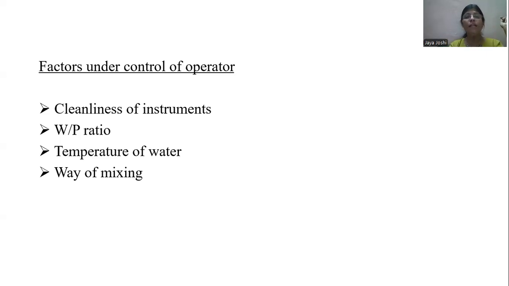Now, the second factor under control of the operator is the water powder ratio. Everyone knows that if you increase the amount of water within the practical limits, then the setting time increases. So, if the water powder ratio is more, the rate of reaction will be slower and the setting time increases, and vice versa.